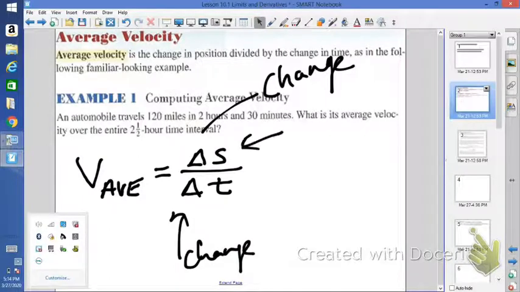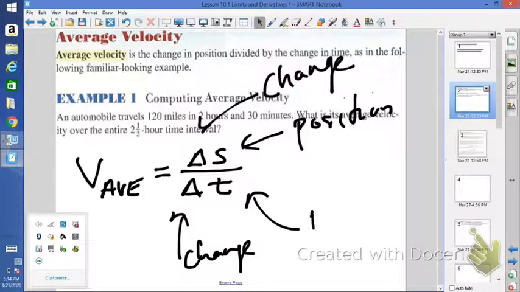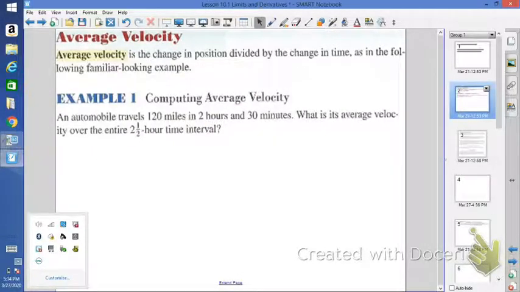And then the S is our position, and our T is time. So S stands for position, T stands for time. So velocity average, change in position divided by change in time. Alright, so in example 1, we have an automobile that travels 120 miles in 2 hours and 30 minutes. What is its average velocity over the entire 2.5 hour time interval?